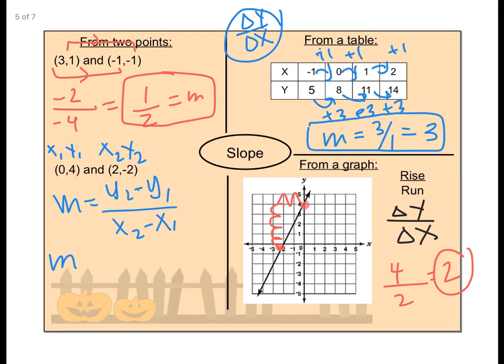So my slope here would be y2 minus y1, so negative 2 minus 4, over x2 minus x1, so 2 minus 0. Negative 2 minus 4 is negative 6. 2 minus 0 is 2. So my slope is showing up as negative 6 over 2, which I can simplify to negative 3.